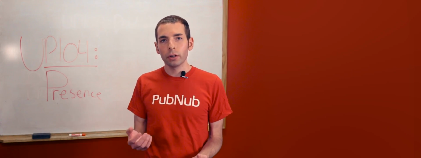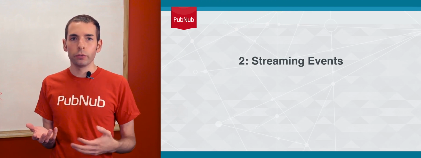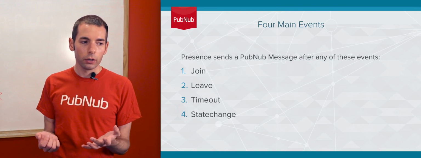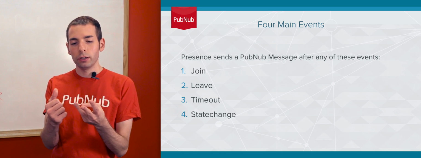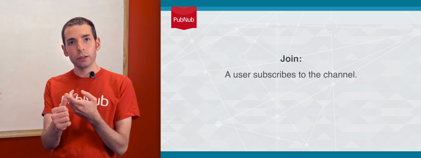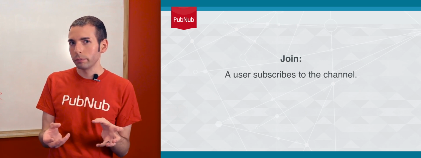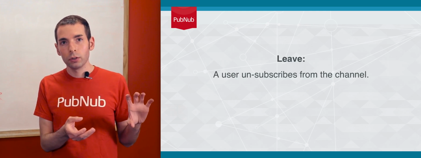So the basics of PubNub presence is the different types of events that will flow through your application. There are 4 different events: the join event, the leave event, timeout event, and a state event. The join event lets you know when a user joins a channel. The leave event is when someone exclusively unsubscribes from a channel.